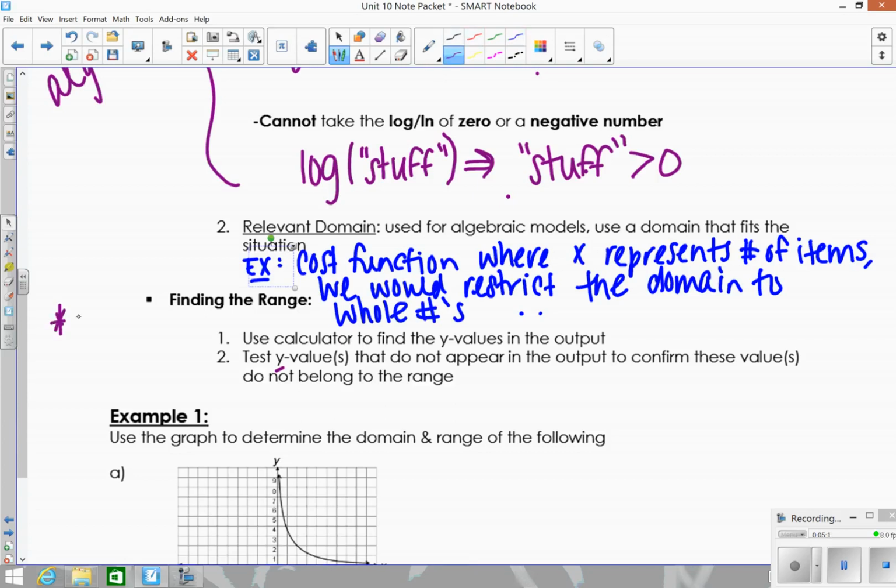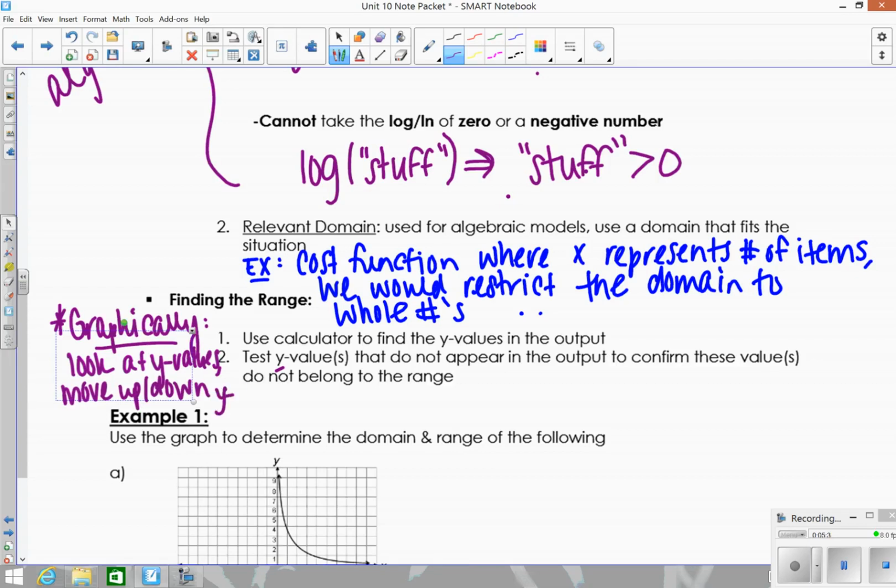So graphically just means that you're going to look at the y values and you're going to move up and down the y-axis to see them. And if you were able to use a calculator, you could put the equation into your calculator and then look at those output values in the table. Again, it's going to be hard to do this without a calculator, so we're really just going to look at the graph.